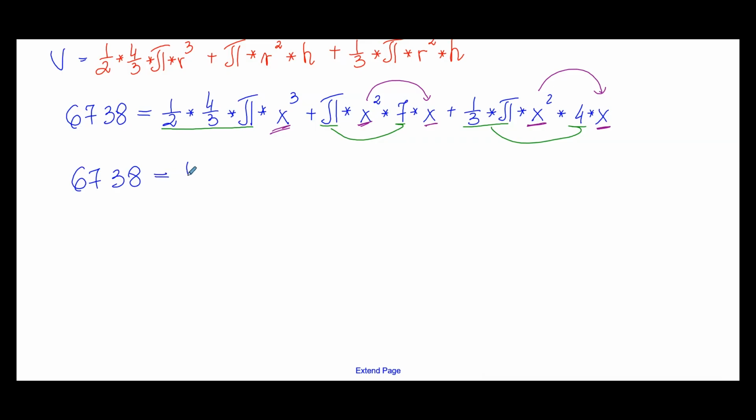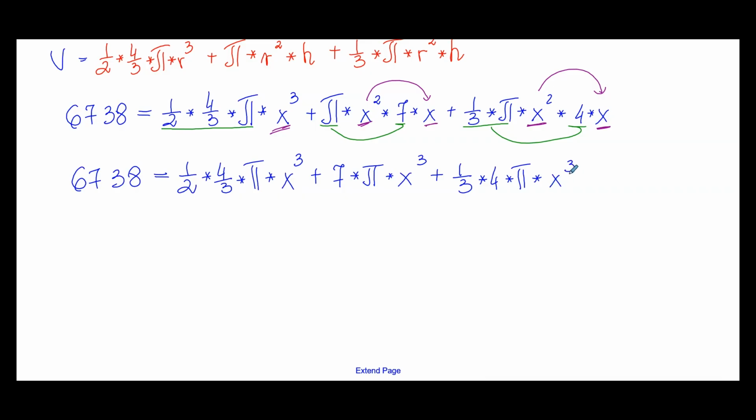6,738 will equal a half multiplied by 4 over 3 multiplied by pi multiplied by x to the power of 3, plus. Now here I'm just going to change the way it is written, 7 and pi, multiplied by x to the power of 3, plus again 1/3 multiplied by 4 multiplied by pi, multiplied by x to the power of 3. So we can see clearly each element has x to the power of 3.